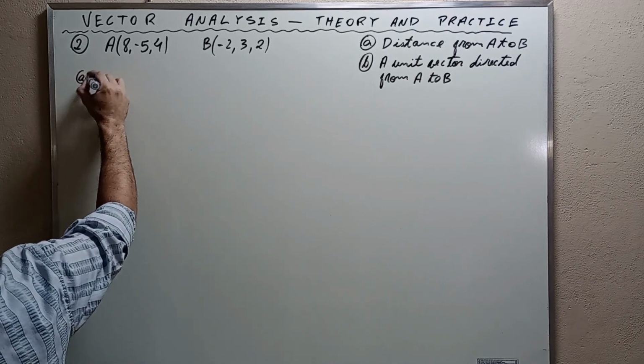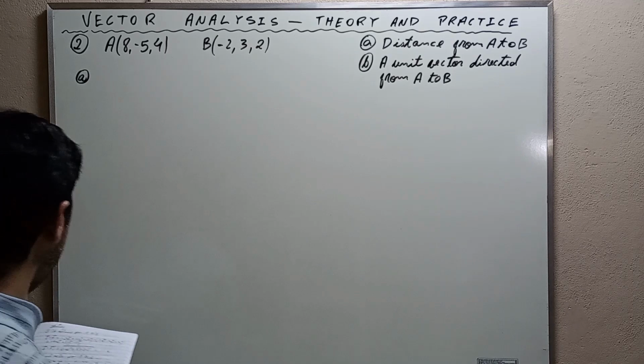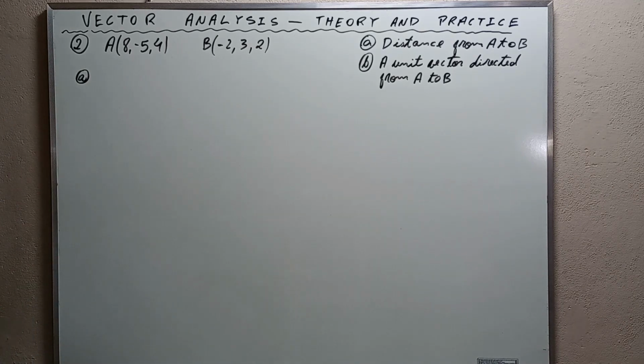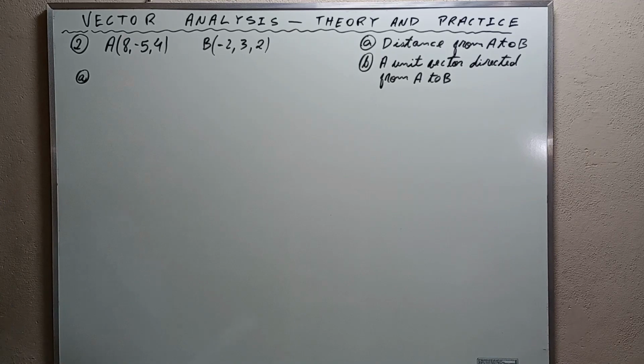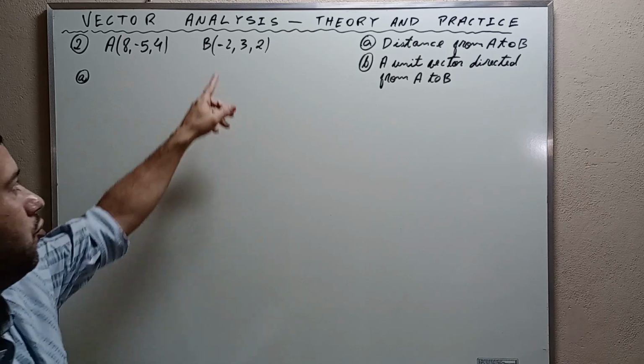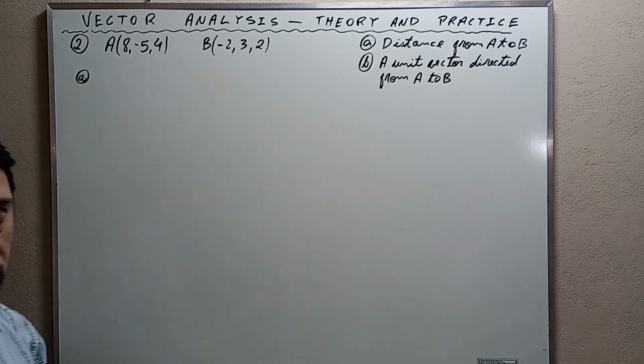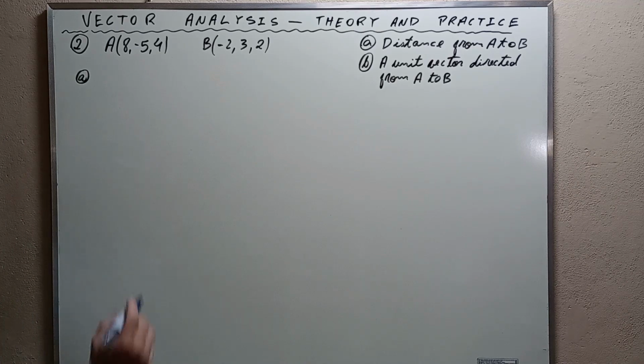Letter A, the distance from A to B. The distance from A to B can be calculated by placing a vector from the origin to point A and placing a vector from the origin to point B and computing the difference in such a manner.